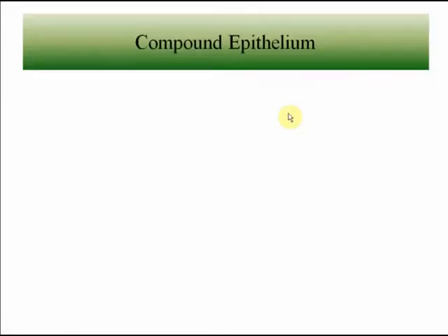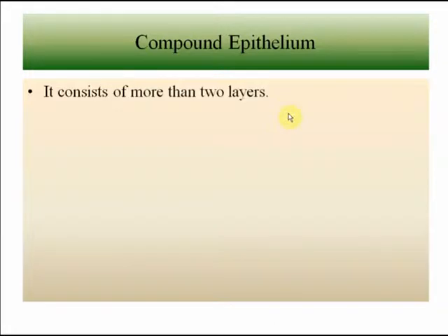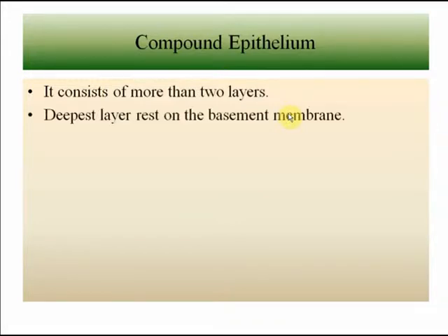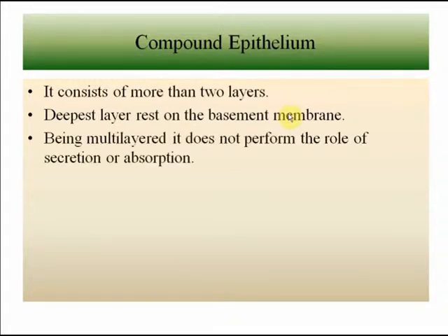Compound epithelium is multilayered epithelium, where cells of only the lowermost basal layer are in contact with the basement membrane. So, it consists of more than two layers. The deepest layer rests on the basement membrane, and being multilayered, it does not perform the role of secretion or absorption. Due to its thickness, it is not playing any role in secretion or absorption.